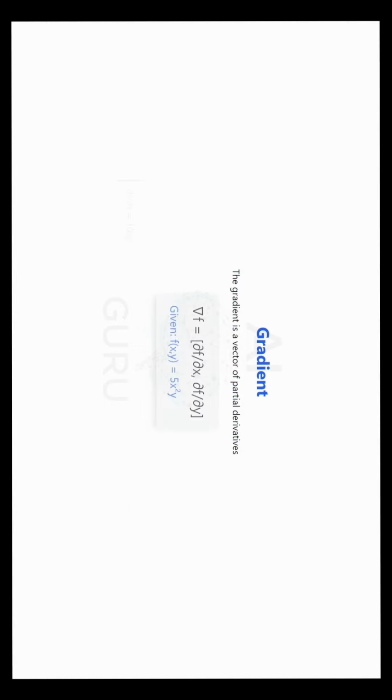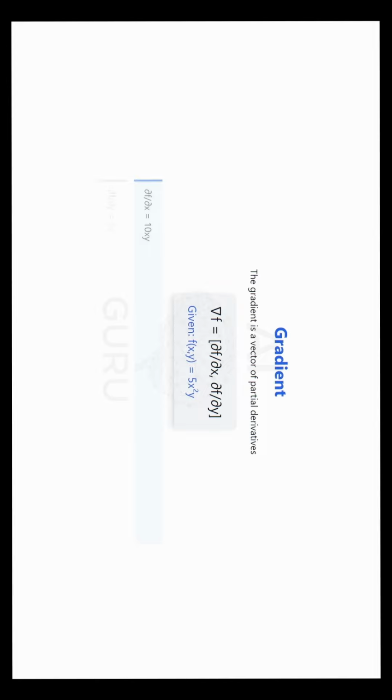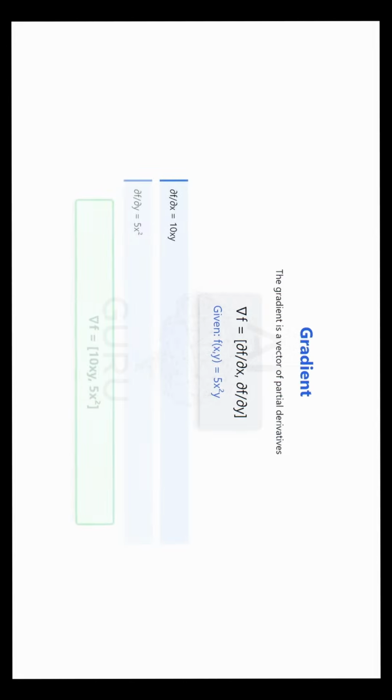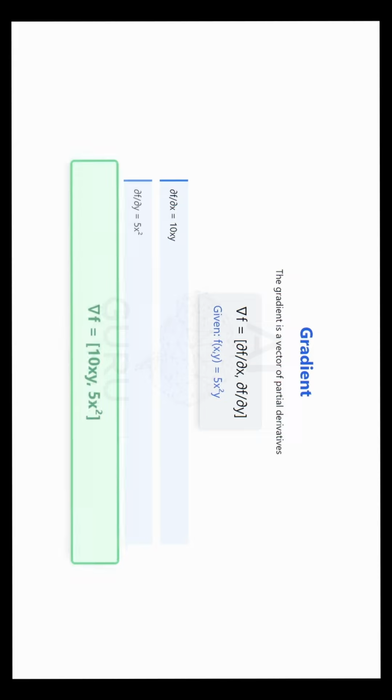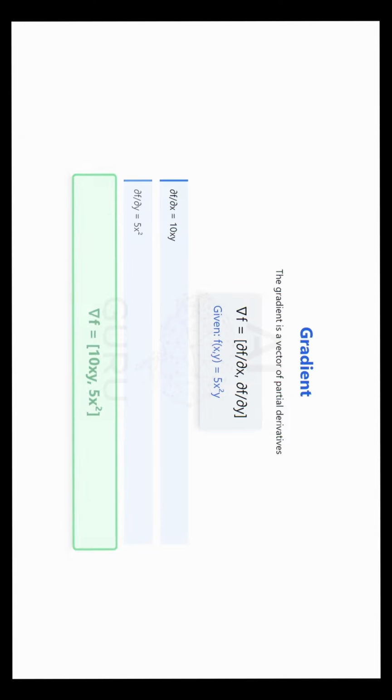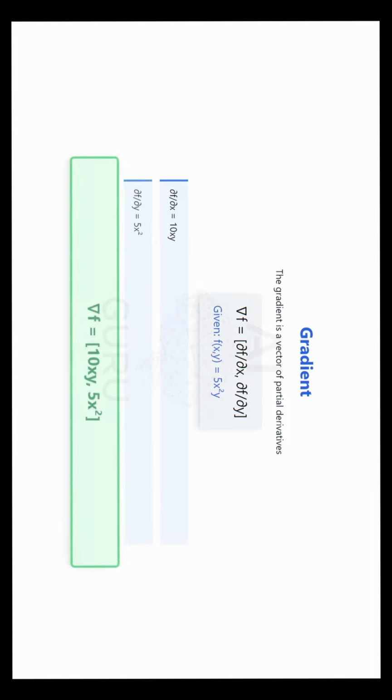So for our example, the function f of x and y equals 5x squared y. The gradient is a vector with two parts, the partial with respect to x and the partial with respect to y. Correct. So to get the partial with respect to x, you treat y like a constant. The derivative is 10yx. Then, for the partial with respect to y, you treat x as the constant. The derivative is just 5x squared. So the gradient vector is just (10yx, 5x squared).